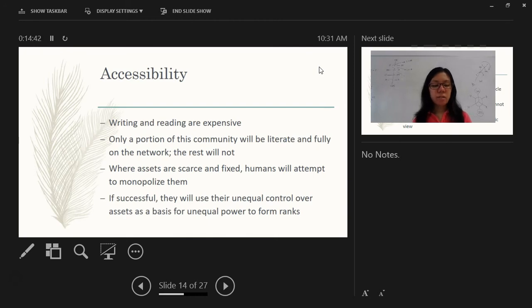It means that the writing in the past was in the form of pictures. So if you want to learn about the writing, you have to know what the pictures mean, so you have to translate them, and it is not easy. Because literacy is not accessible, it creates concentrated networks. It means that only a portion of the community will be literate and fully on the network, and the rest will not. As I said, only the princes and priests know about literacy, and the people do not.